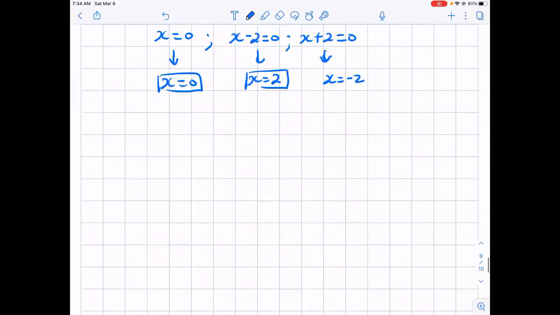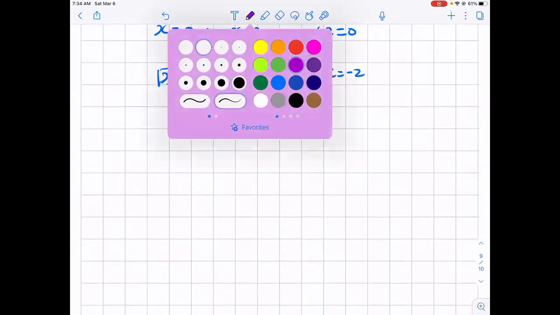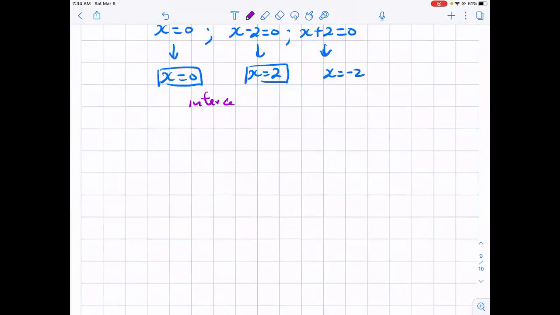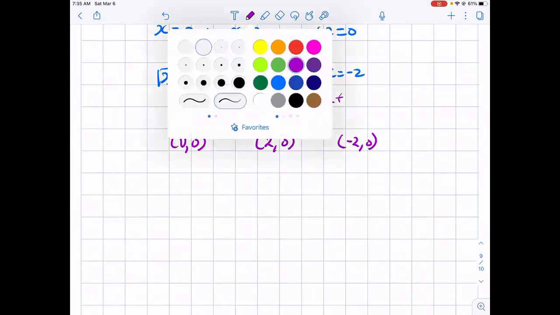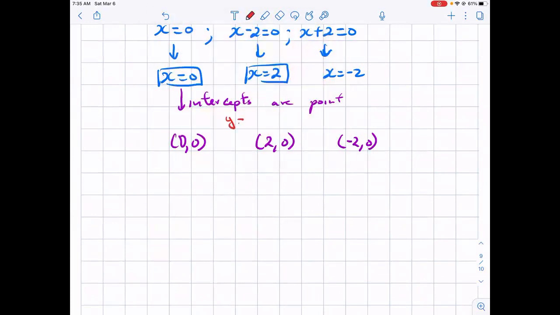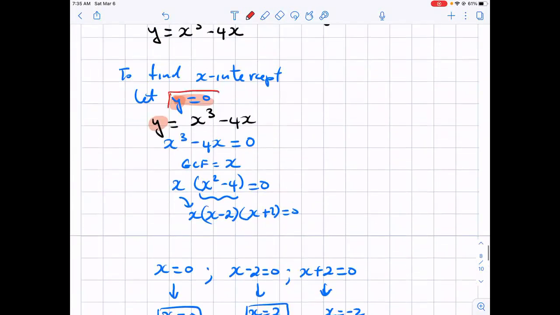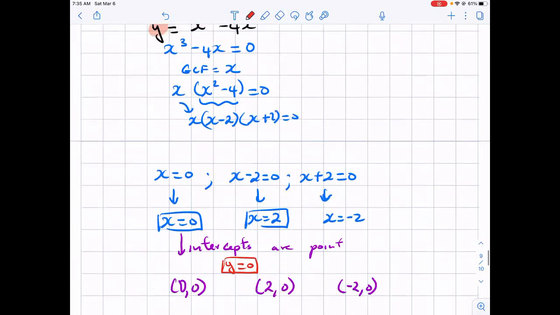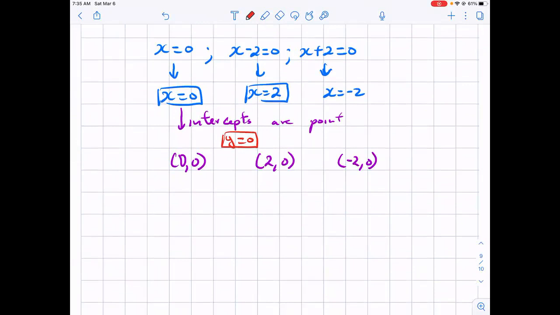So remember, intercepts are points, okay? So this one here, we get 0, 0. This one here, we get 2, 0. And then we have minus 2, 0. Y was equal to 0, and we got that from above. So in this equation, we have 3 x-intercepts.